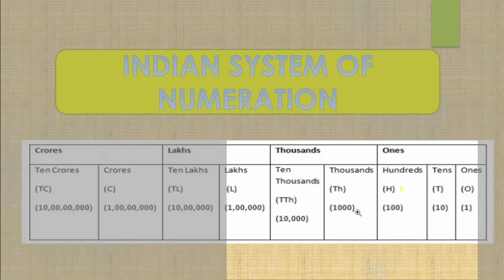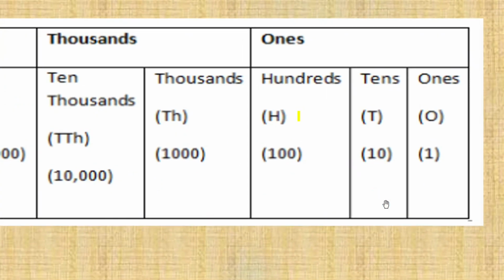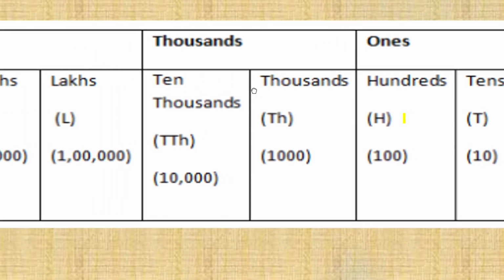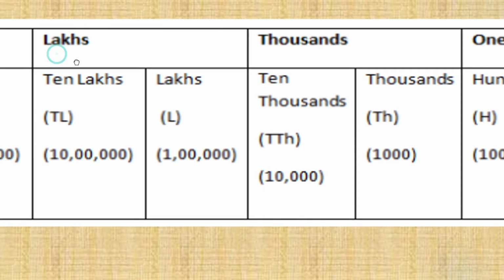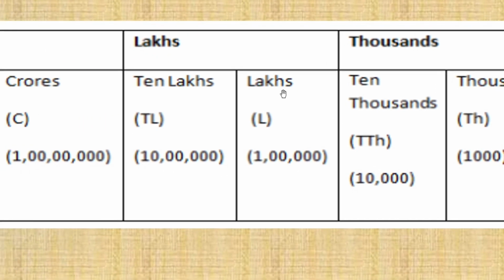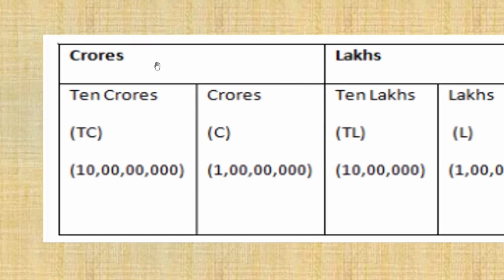Students, as we have a look here on the chart of the Indian system of numeration, first we have the ones period, which is divided into three places: ones, tens and hundreds. The second period is of thousands, which is divided into two places: thousands and 10,000s. Next we have the period of lakhs, divided into two places: lakhs and 10 lakhs. And next we have the period of crores, divided into two places: crores and 10 crores.